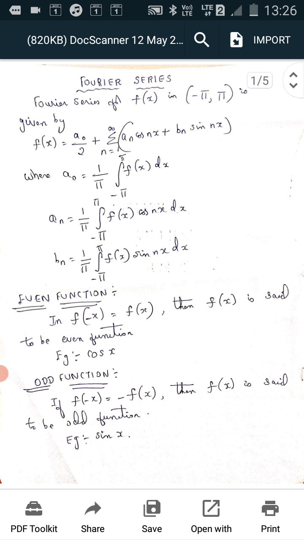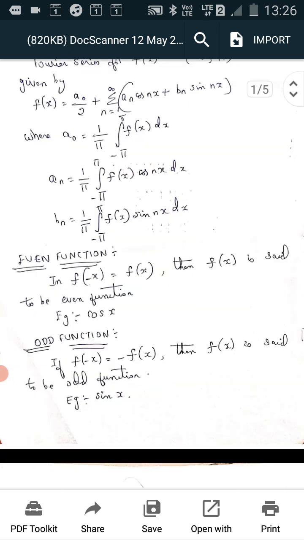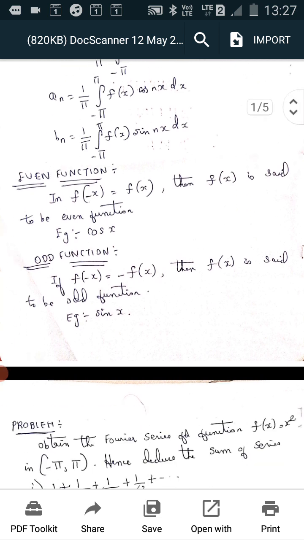f of x is equal to a naught divided by 2 plus summation n equal to 1 to infinity a n cos nx plus b n sin nx, where a naught is equal to 1 by pi integral minus pi to pi f of x dx, a n equal to 1 by pi integral minus pi to pi f of x cos nx dx, b n equal to 1 by pi integral minus pi to pi f of x sin nx dx. And we have to know what an odd function and an even function are in Fourier series to solve the problem in a simple manner.